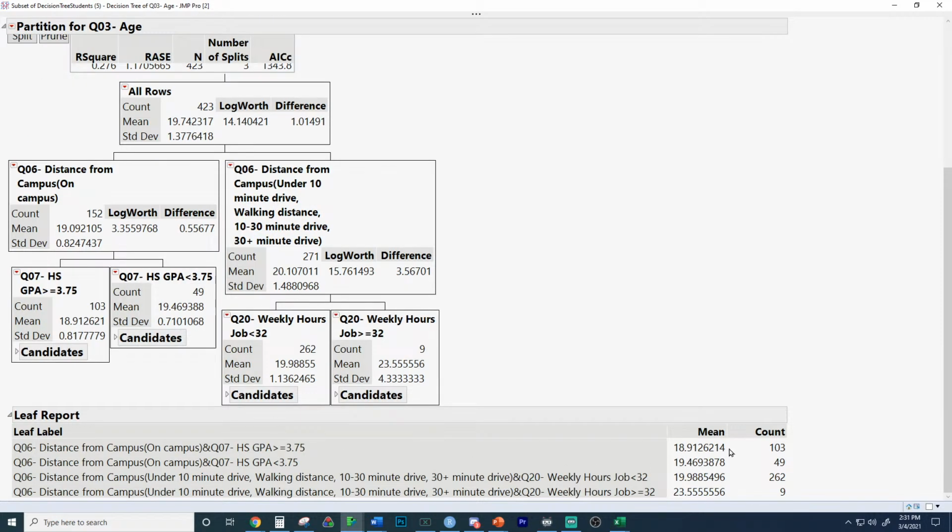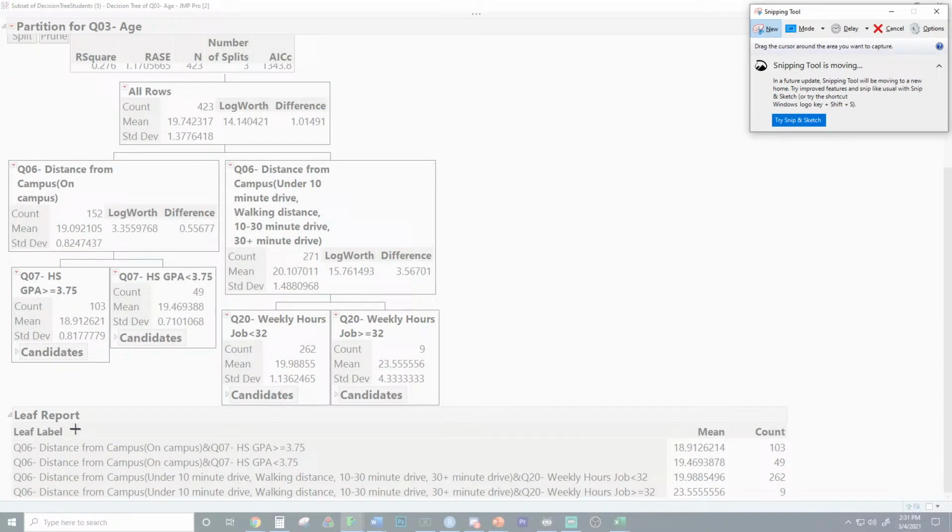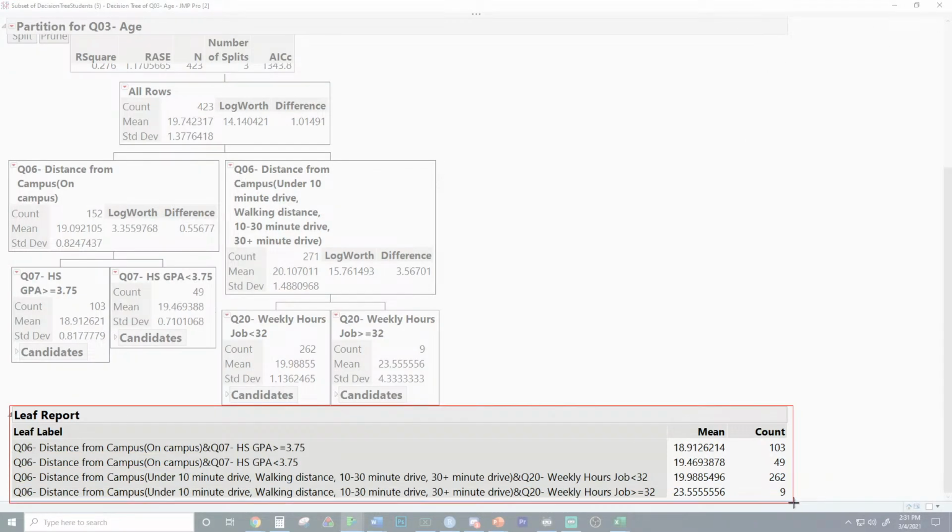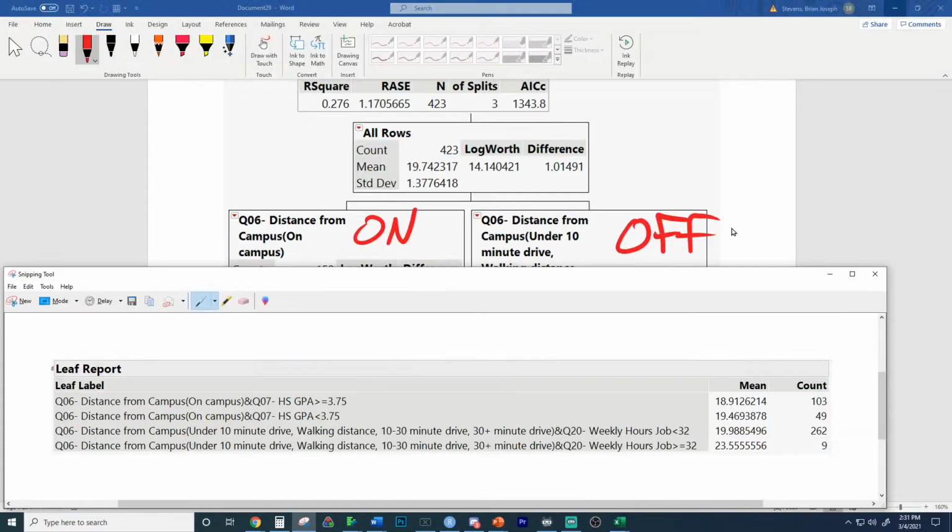This leaf report shows you the groups 1, 2, 3, and 4. And I want to point this out because it made more sense to me when I saw this. I hope this helps out a lot.